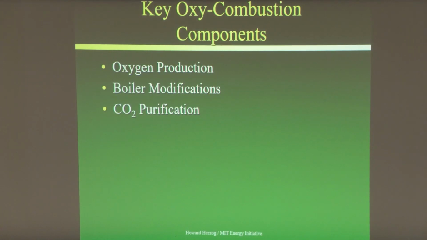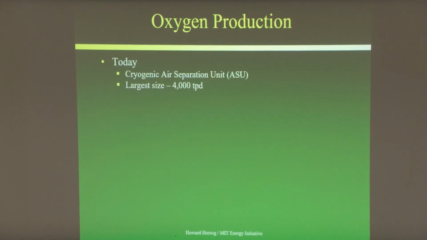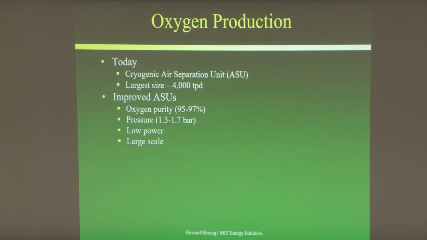The key components that you look at are the oxygen production, boiler modifications, and the CO2 purification. So we'll look at each of those things. In oxygen production, today, cryogenic air separation is what's used for large scale. We can do 4,000 ton per day plants. People have been working on improved ASU.